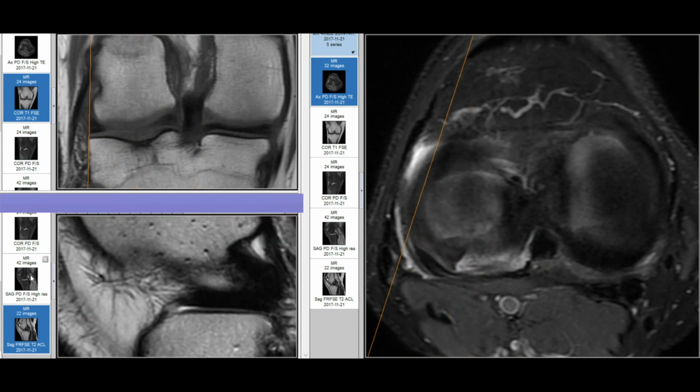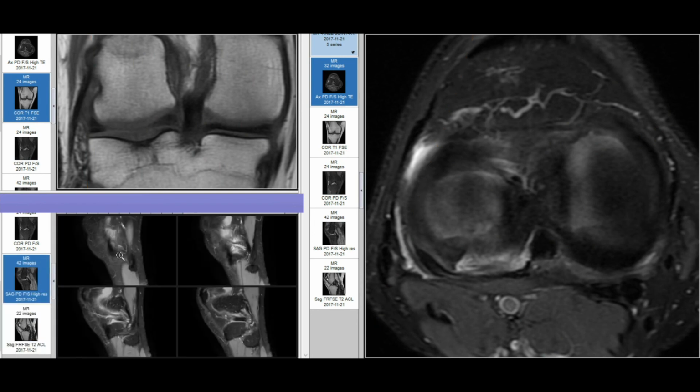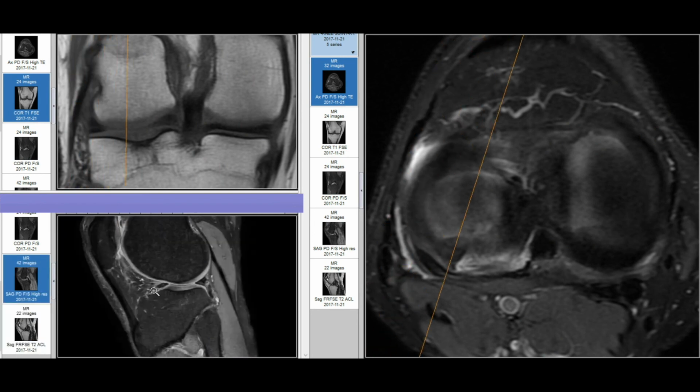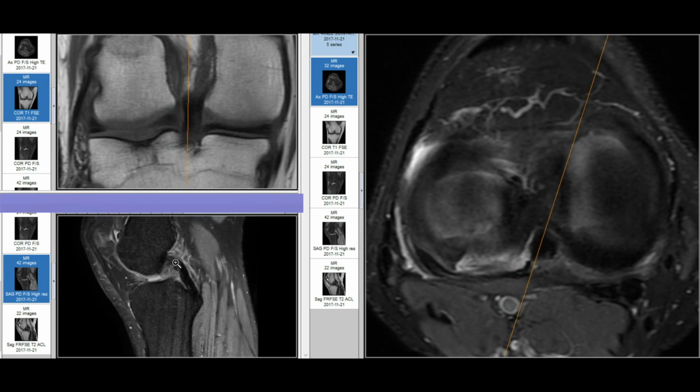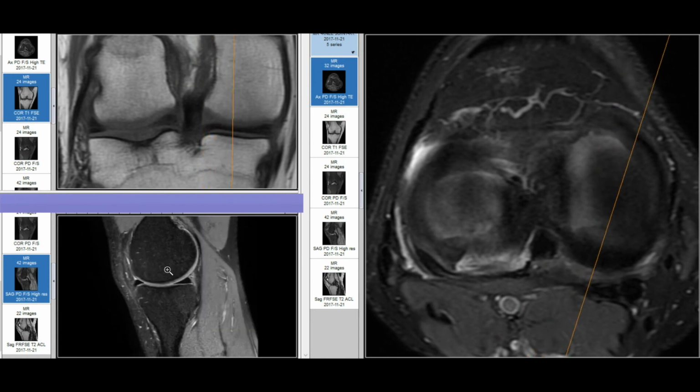There was another one. Well, that's what we were looking at, right? Yeah, I guess this is the pulsation artifact. Is that what I'm seeing? I don't know.